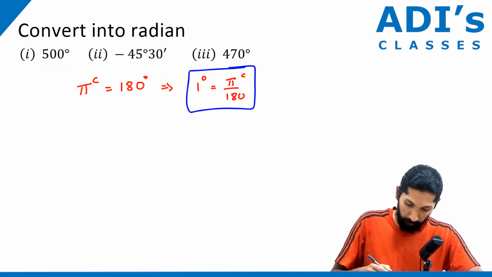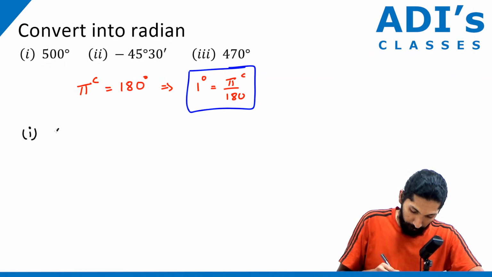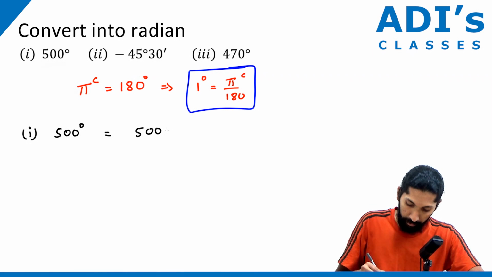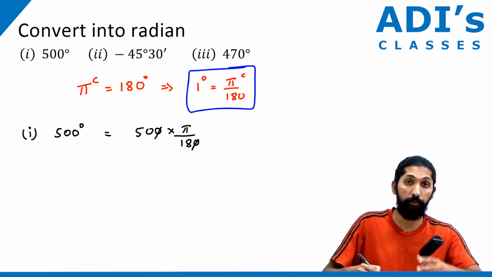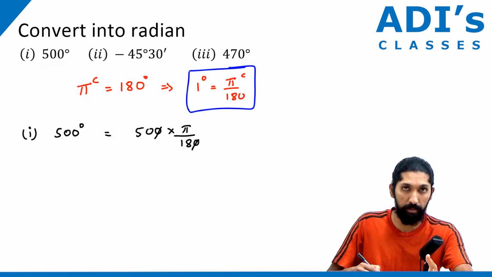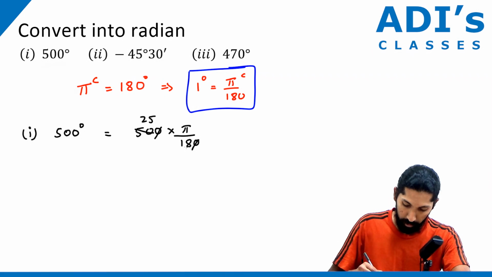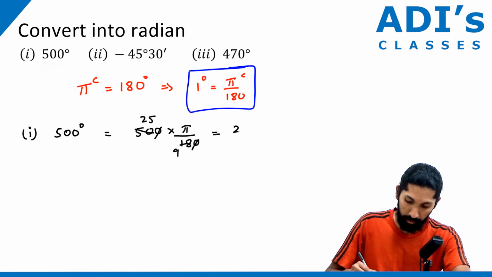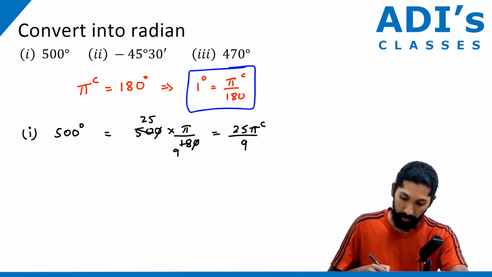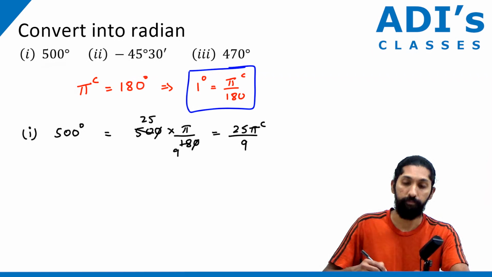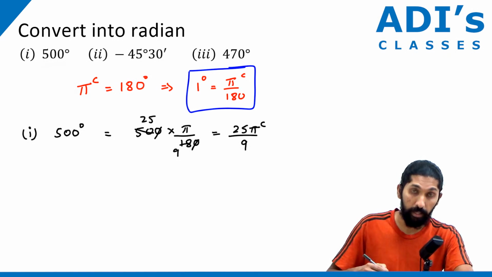All right. So the first one, 500 degree. So this becomes 500 into pi by 180. You need not completely divide and get it in terms of decimal. It makes no sense. Now 50 by 18, this you can do. You can write it as 25 pi by 9 radian. This is the answer for the first one. Very simple. Let's do the second problem.